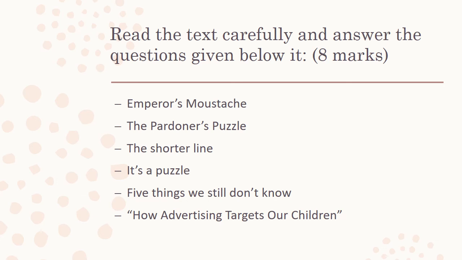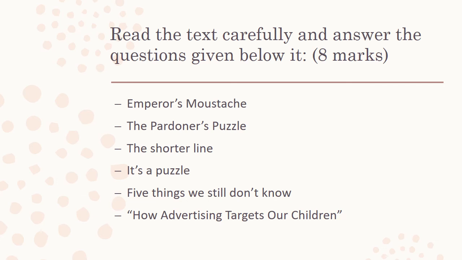Question 3 will be: read the text carefully and answer the questions given below it. Now as I said, the text will be from your textbook only. So it can be the text related to the story of Emperor's Mustache, the Pardoner's Puzzle, the shorter line, the story of Akbar and Birbal.